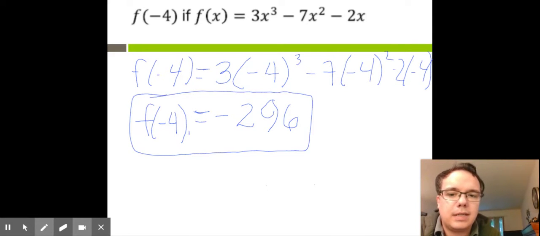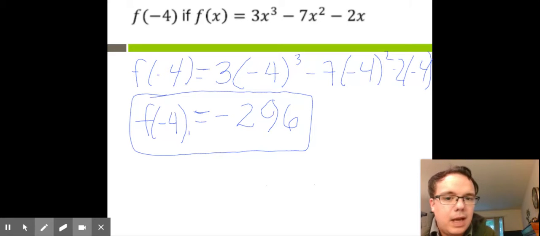So this statement actually tells us a lot. It tells us that if I plug in negative 4 from the domain, in the range, I will get out negative 296, and it tells us the point negative 4, negative 296 is on the graph of our function.